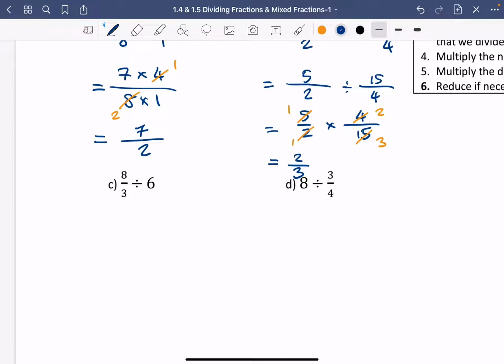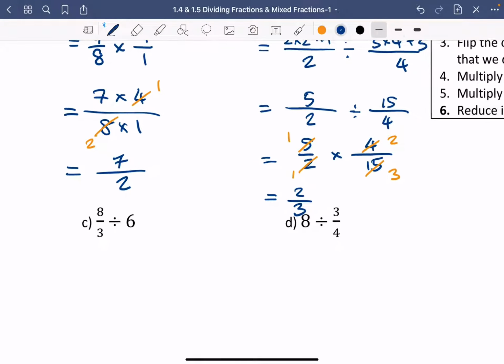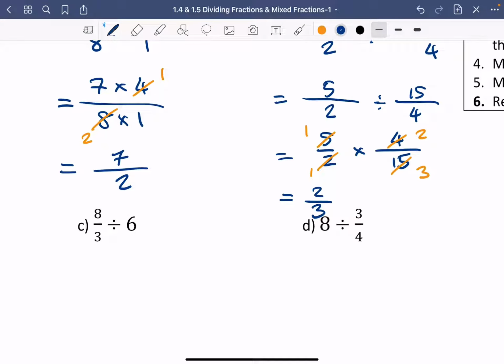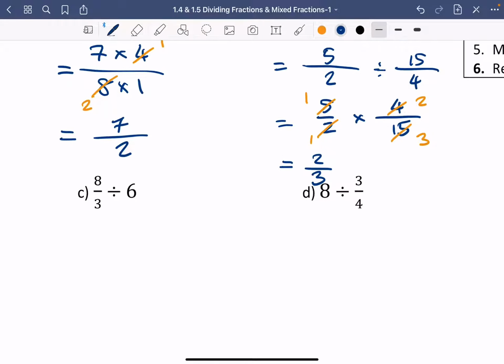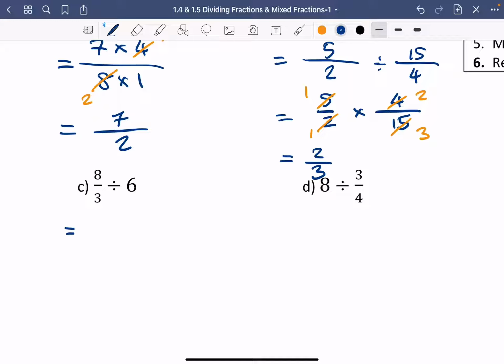Okay, next one. So the next question we have is a fraction divided by an integer. What do we do? Well, we can actually change all integers to a fraction.